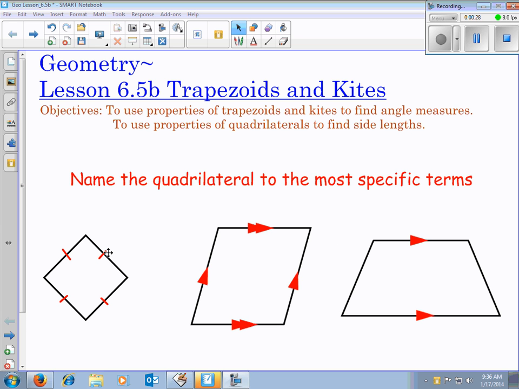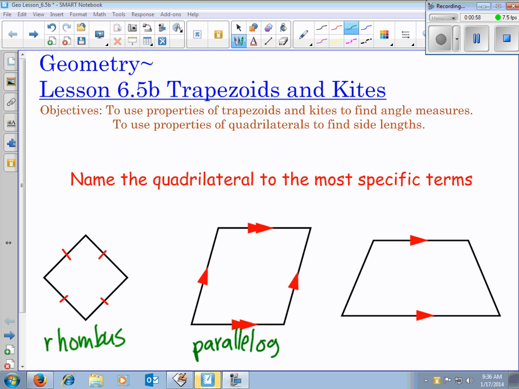Now, the first one, we don't know any of the angles, so we can't say anything about it being a square or rectangle. But I do know that all of my sides are congruent. And if all of my sides are congruent, then I know this shape is a rhombus. Now, this shape right here, I know that two sides are parallel, but I don't know anything about congruence on any of the sides. So the only thing I can say about this one is that it's a parallelogram.